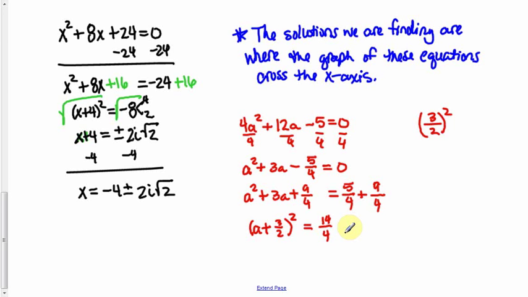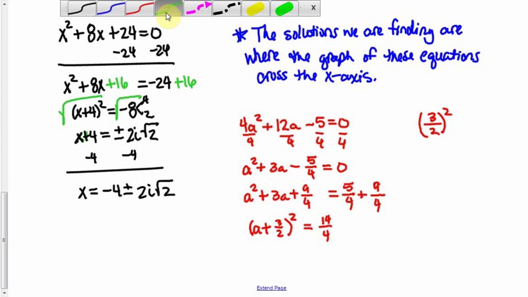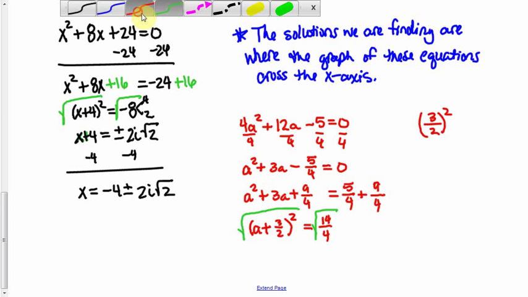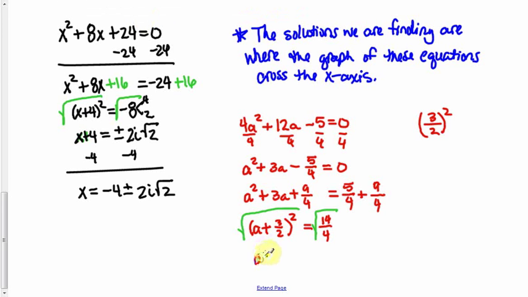You could reduce it if you wanted to, but I would not, because we're going to square root both sides. And I like the fact that I'm square rooting a denominator of 4. So I would save any simplification for the end. You're going to get a plus 3/2 equals plus or minus, positive or negative, however you prefer to say it. The square root of 14 will not simplify, but the square root of 4 is 2.